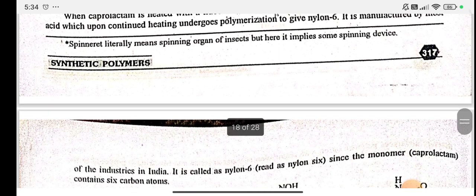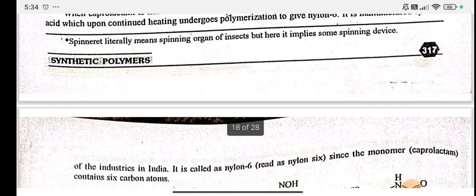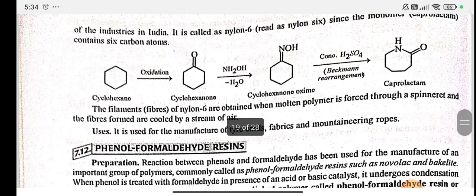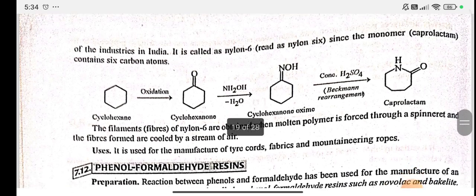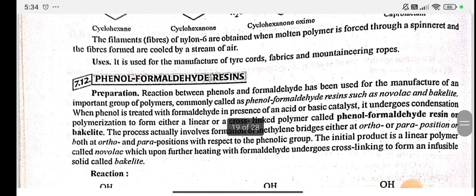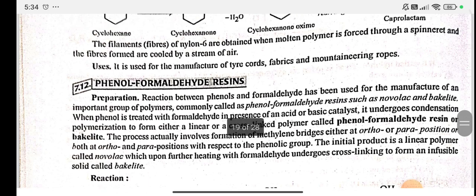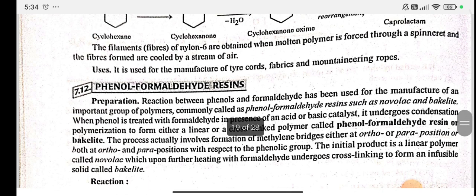It is manufactured by most of the industries in India and it is called nylon 6 since the monomer contains 6 carbon atoms. The filaments of nylon 6 are obtained when molten polymer is forced through a spinneret and the fibers formed are cooled by a stream of air.